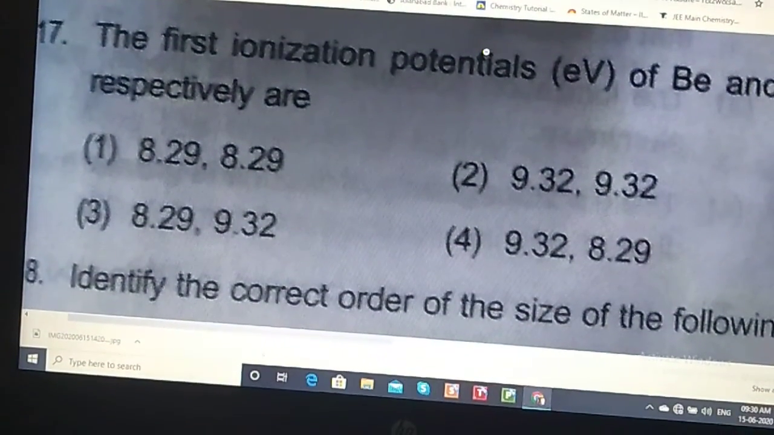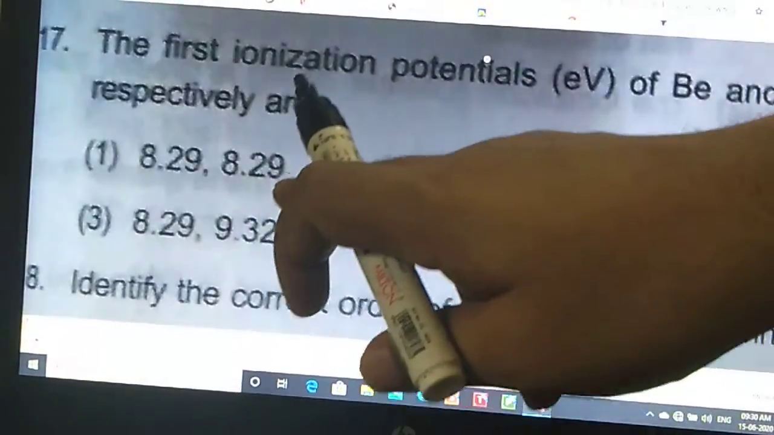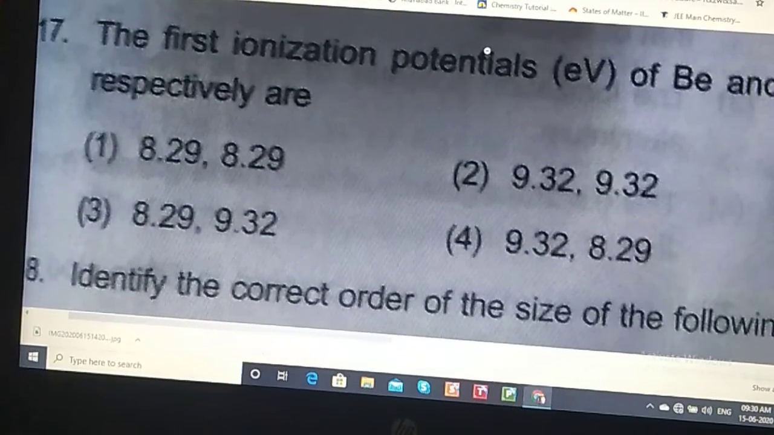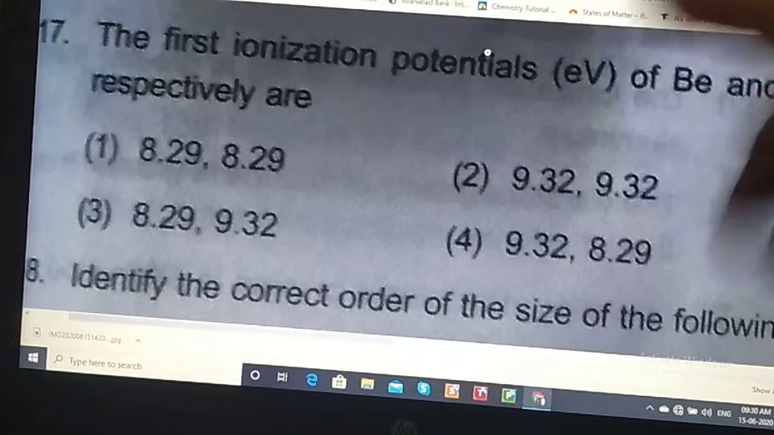Firstly, this data you have to memorize, student, but if you have not memorized it, how can you go? So the first option they have given, that both are the same, is not possible. Beryllium is always high because of a stable configuration. Option number 2 is also wrong, both are the same.